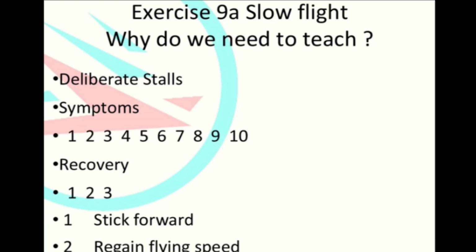So let's assume we go and do deliberate stalls. We're going to go out and do a stalling exercise. These are the symptoms. So the symptoms would be nose raised, reducing airspeed, getting quieter, buffet, change effects controls, and so on and so forth. Once we get into number 10, which is the stall, we then do the recovery, which is stick forward, regain flying speed, and return to the normal attitude. That's very simple.